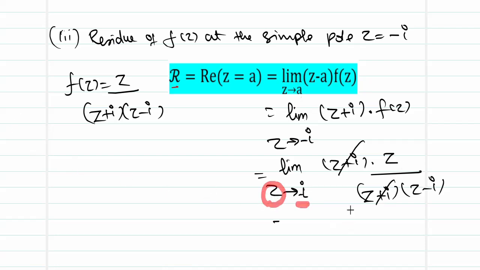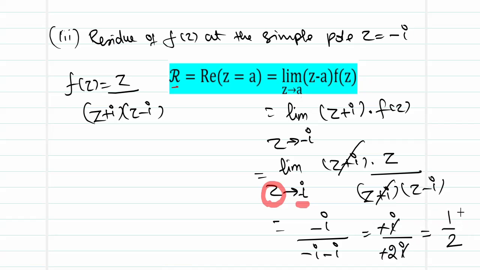So you have the numerator equal to minus i divided by the denominator, which is minus i minus i. So it is minus i divided by minus 2 times i, minus minus cancels off, i cancels off. Again this leaves you with a remainder of 1 by 2. So finally we have estimated the residue at the simple pole z equal to minus i also to be equal to 1 by 2.